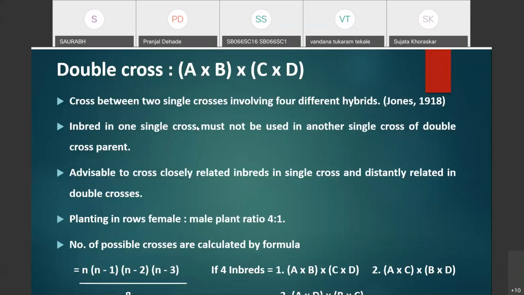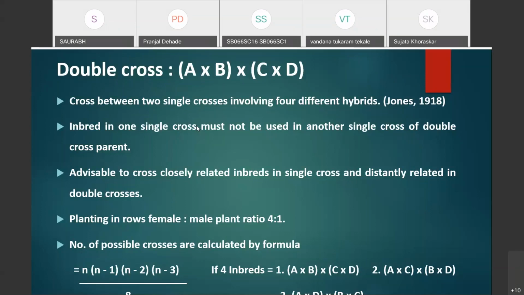Then the planting pattern used in the double crosses, the ratio of female to male parent is 4 is to 1. That means 4 rows of the female parent are planted alternately with 1 row of the male parent, so that 80% of the field produces the hybrid seeds for sale.